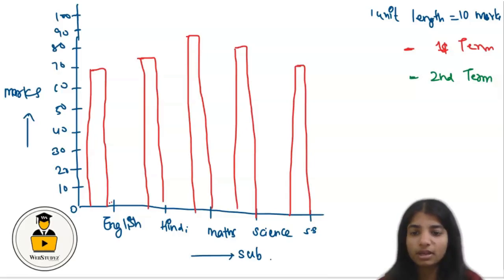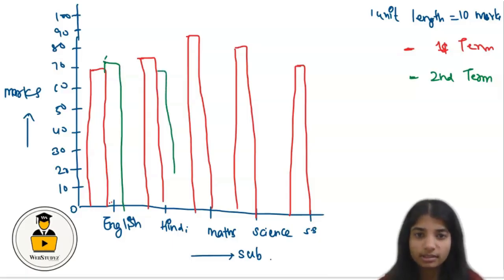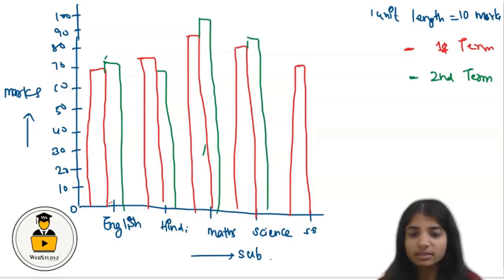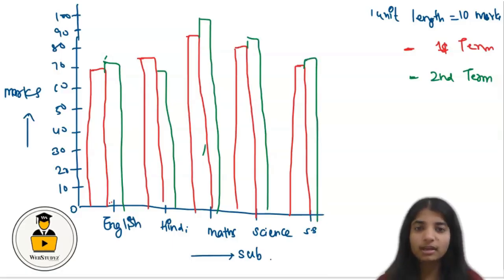Now we are considering the marks for term 2. First, in English they have 70, so this is the 70. Next, in Hindi they have 65, so this is 65 here. Next, in Maths, they have 95, so 95 must be here. Next, in Science, they have 85, so 85 must be here. And next is Social Science, they have 75, so 75 must be here. So this is the double bar graph. Now we are going to answer the questions which we are asked.